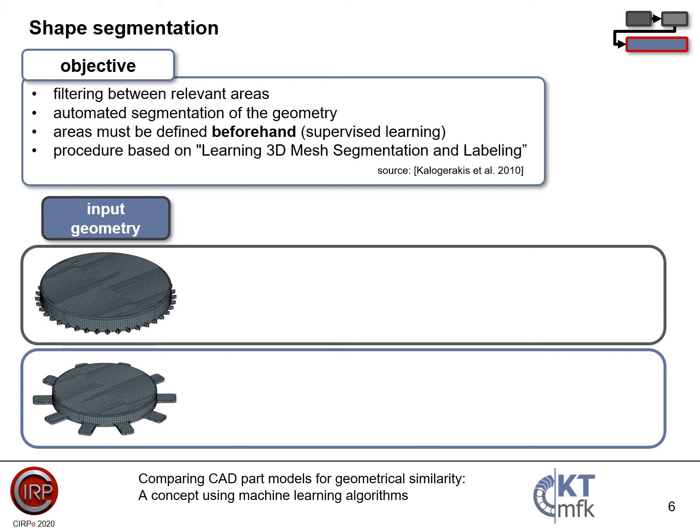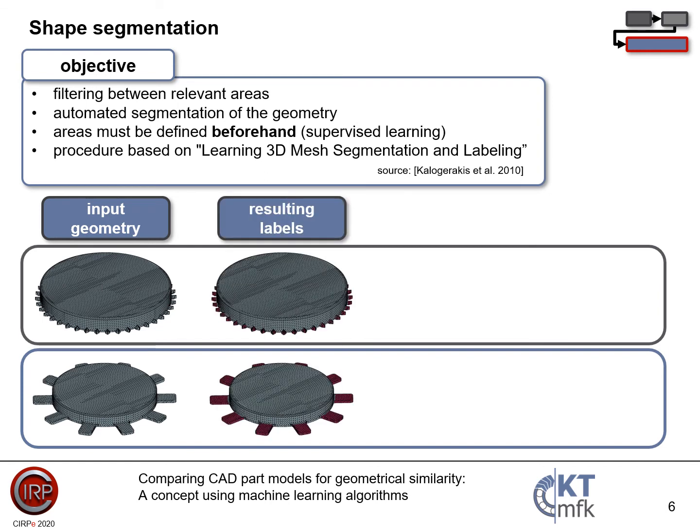In this case, all parts are from the case study and are therefore all sheet bulk metal formed parts with the difference in the tooth geometry. And now for the input geometry, two example geometries can be seen. In the next step, the first classification of the part, the results are shown in red. So the mesh is colored red for the label tooth and gray for the label main body.